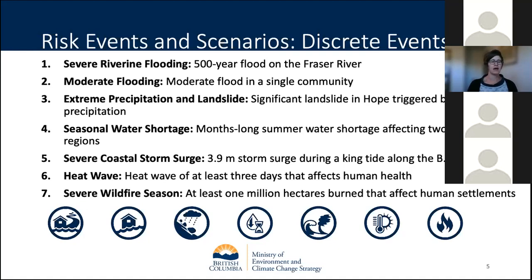2050? Other things we looked at in these discrete risk event categories were the risk of moderate flooding on a smaller waterway, extreme precipitation followed by a landslide, seasonal water shortage, severe coastal storm surge on top of rising sea level, a heat wave, and severe wildfire season. Next slide, please.